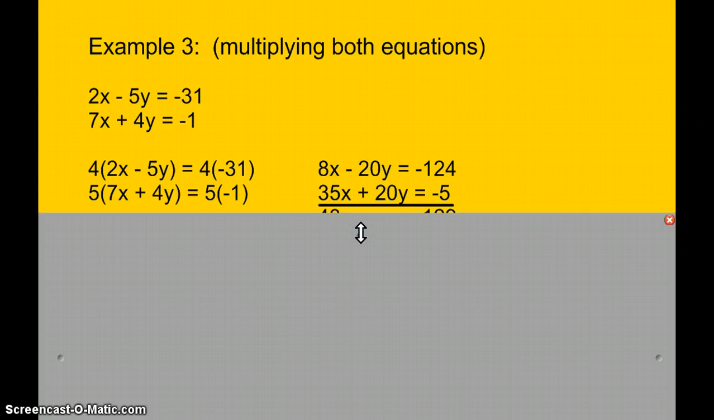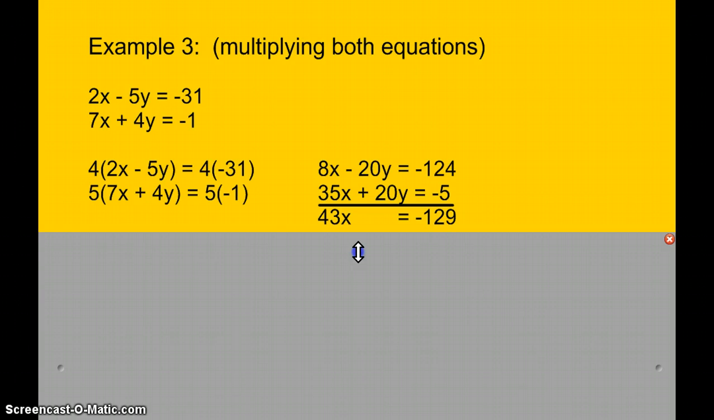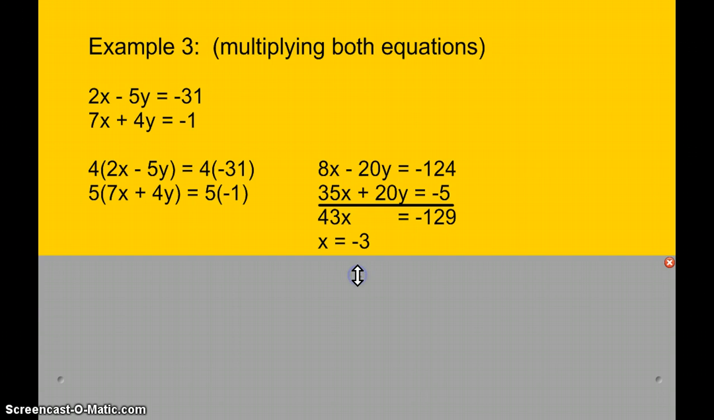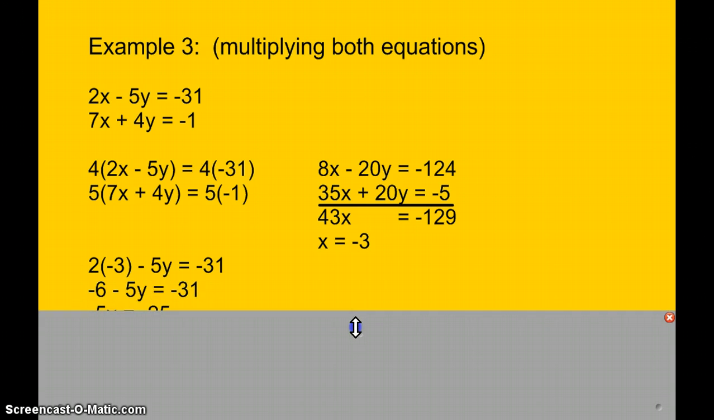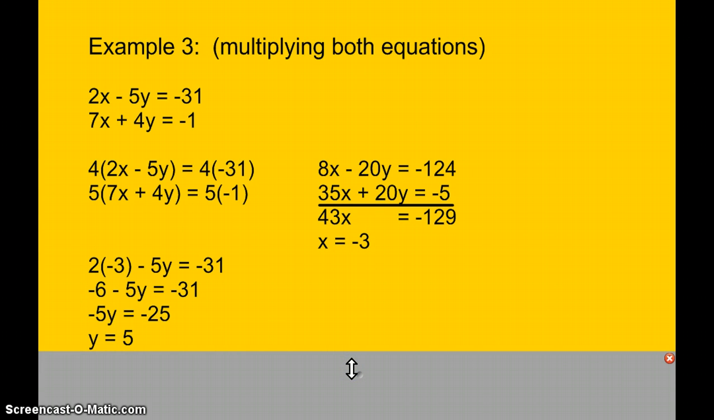So to do that, I multiply the top equation by 4, giving me 8x minus 20y equals negative 124. I multiply the bottom equation by 5, giving me 35x plus 20y equals negative 5. Now I have an elimination situation. 43x equals negative 129 when I add my two lines together, which gives me x equals negative 3. Then I go through my substitution step. I plug into one of the original equations and solve, giving me y equals 5.